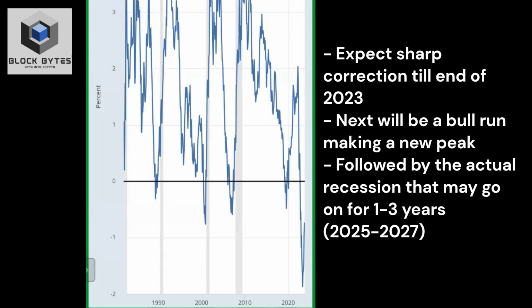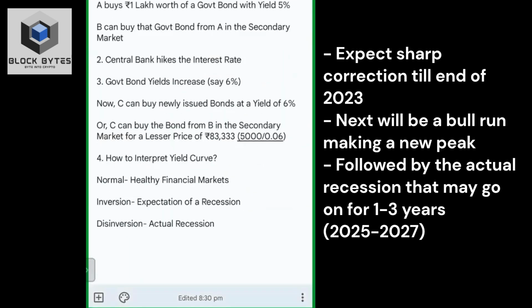In my case, I think there is going to be a sharp correction, maybe starting early, like the end of 2023 or the beginning of 2024. And then the next financial year, 2024-2025, will probably have a good rise in markets again, because election years in the US as well as in India will probably have an effect. Once those elections are done, that probably marks the peak of the markets. I am personally expecting that in 2025, 2026, 2027, you'll be seeing a proper recession.